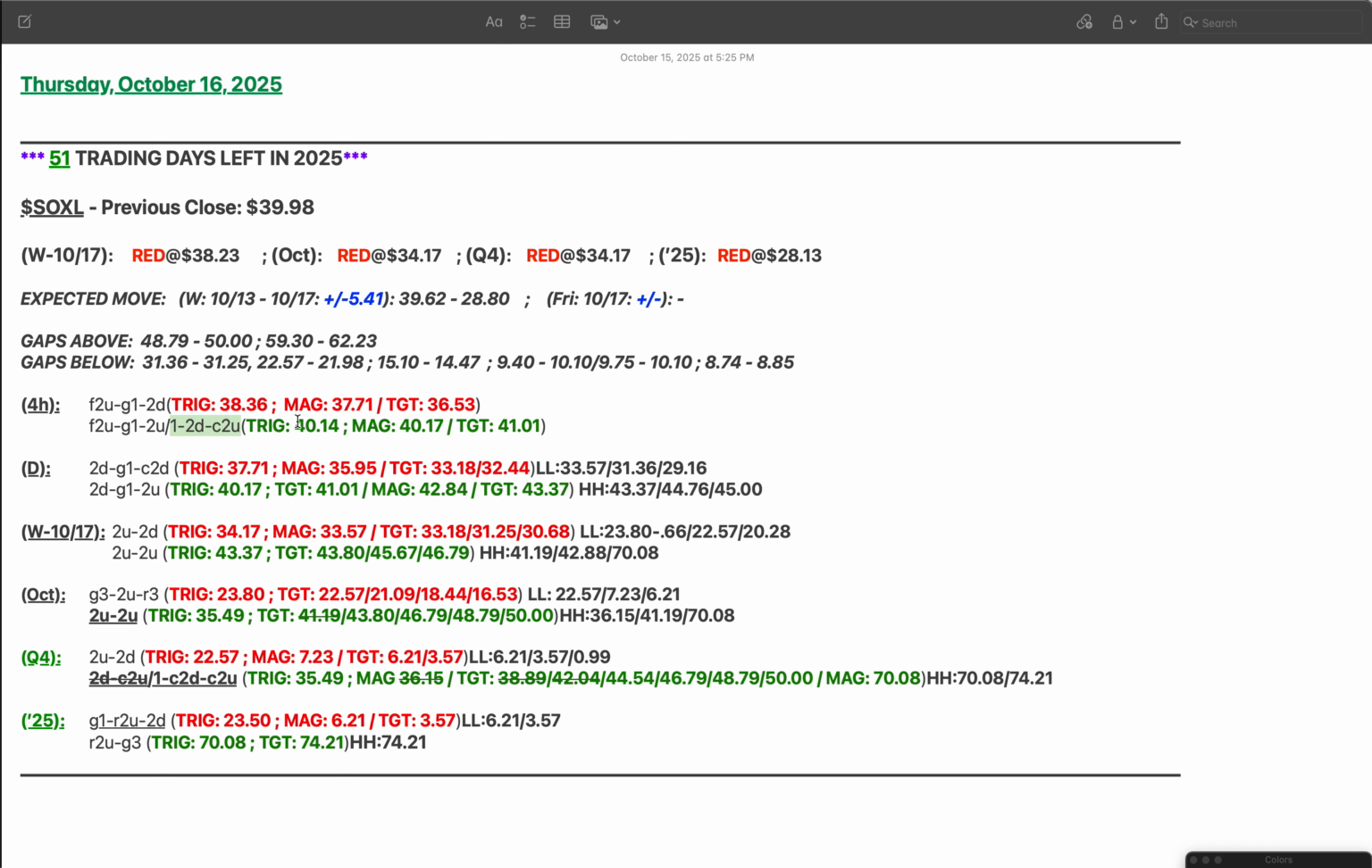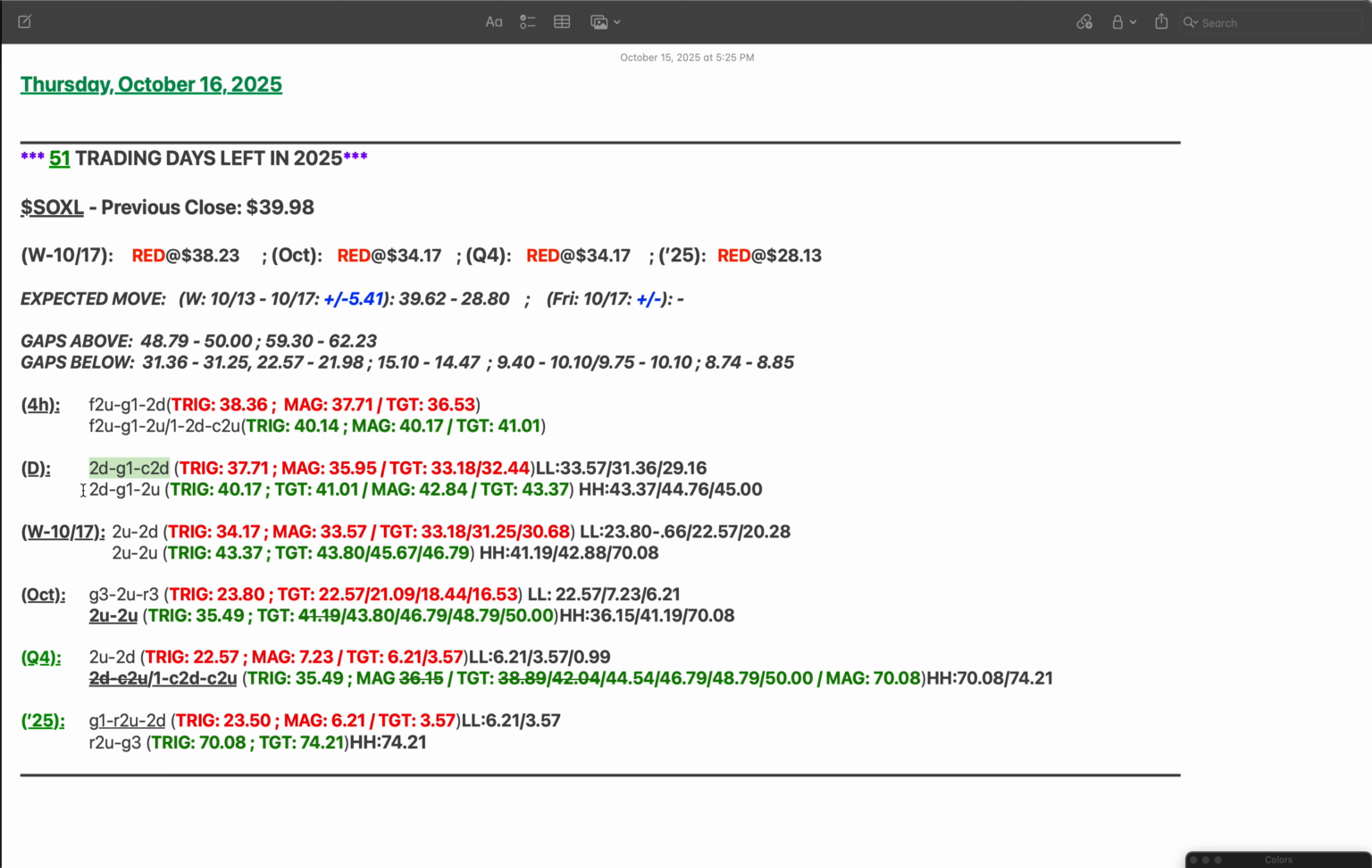It's kind of a messy combo, but it's still there with a magnitude of 41.01. So just want to keep those triggers and targets in mind from the 4-hour, longer intraday plays. Looking at the day chart for, again, a longer intraday play or overnight swing, possible couple night swing.